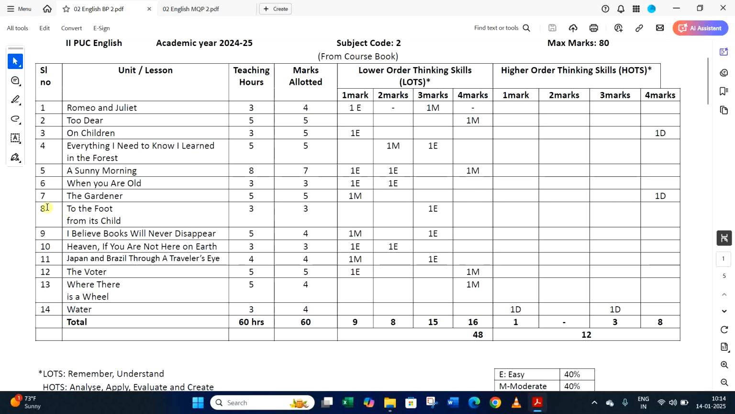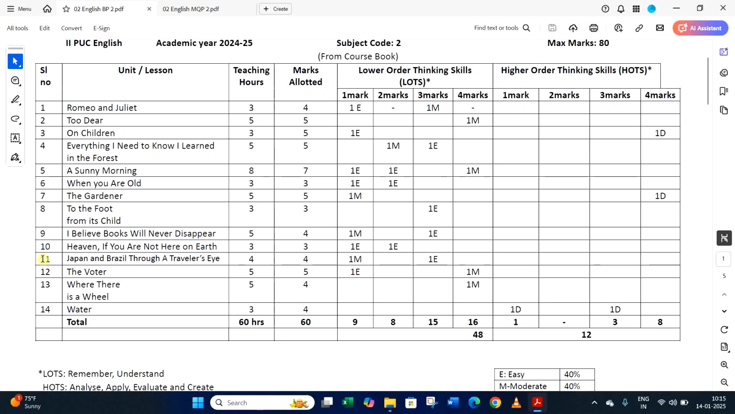Then we have here 8 number, With the Fire on Its Back, 3 marks are allotted. You can find here 3 mark 1 question. Then we can find here 9th lesson, that is I Believe Books Will Never Disappear, 4 marks allotted, 1 mark 1 question and 3 mark 1 question. In the same way we can find here number 10 lesson, Heaven, If You Are Not Here on Earth. It's a poem, 3 marks are given to this poem, 3 mark question, 2 mark question 1 and 1 mark question 1 you can find here, my dear students.